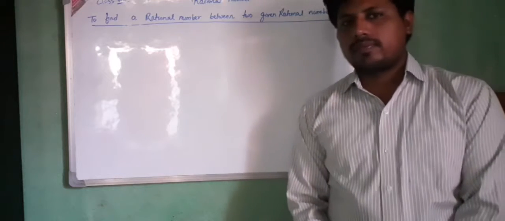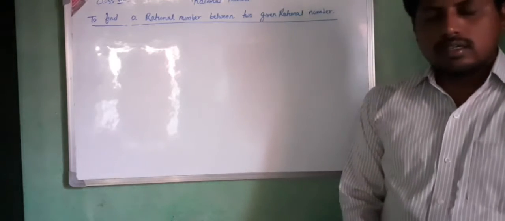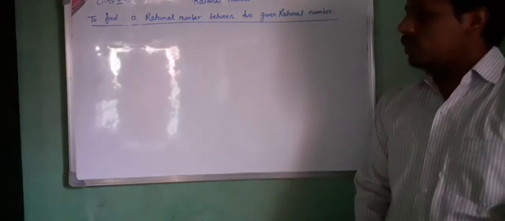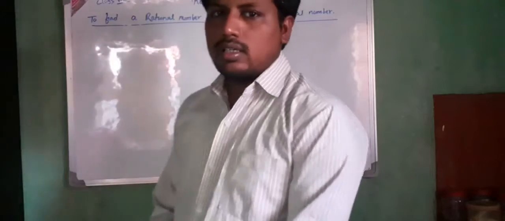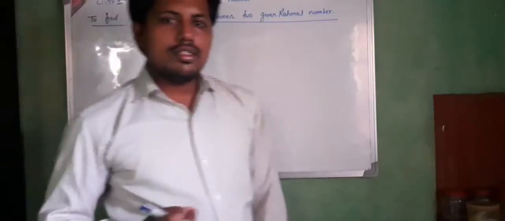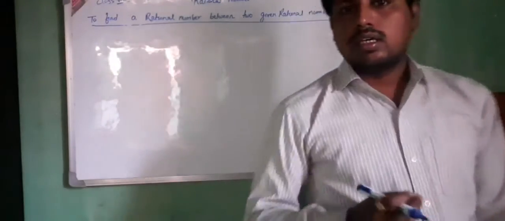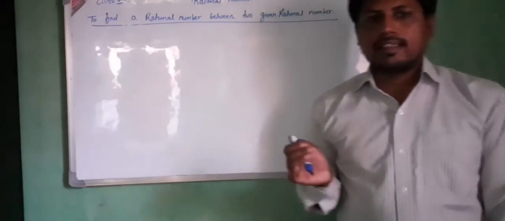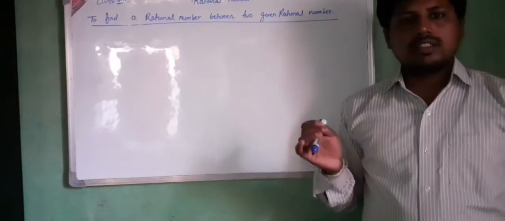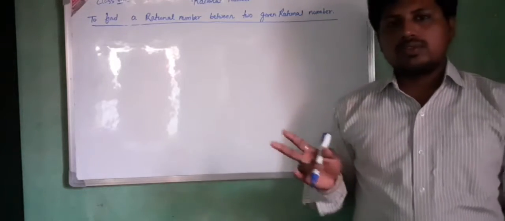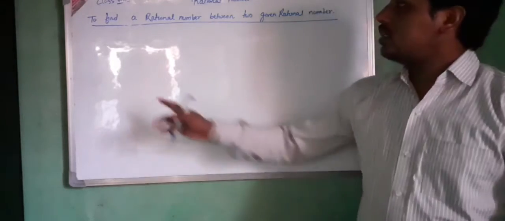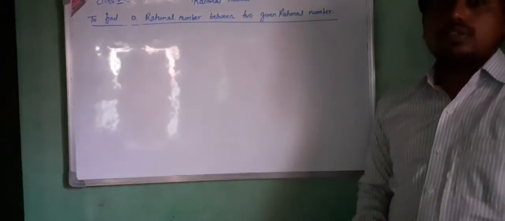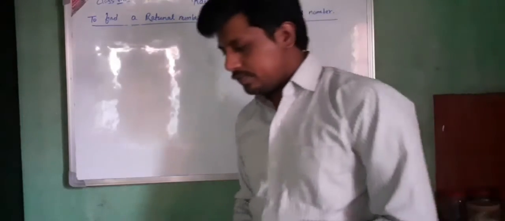So today we discuss a very important topic, that is rational numbers. In rational numbers we'll discuss how we can get a rational number present between two rational numbers. That means we learn to find a rational number between two given rational numbers.